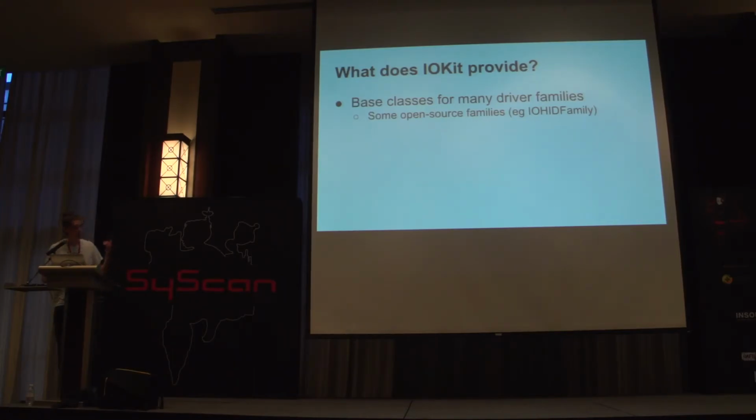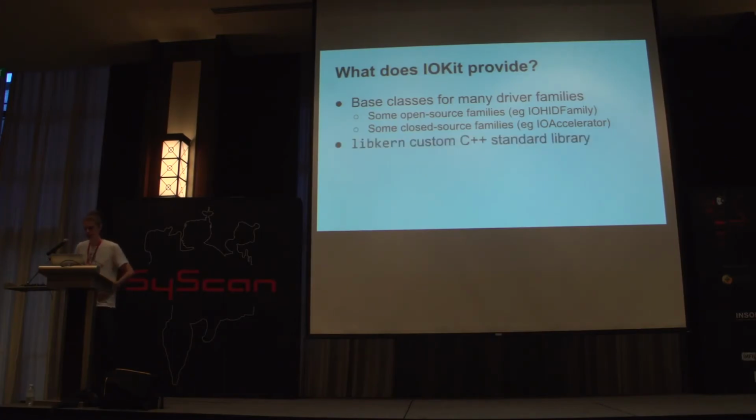For example, IOHIDFamily. And for those of you who still read Full Disclosure, there was an OSX local privilege escalation 0day posted on Full Disclosure 2 days ago with a bug in this bit of open source code. There are some other closed source families, for example, IOAccelerator. And IOAccelerator is the family that provides all of the base classes if you want to develop GPU drivers.